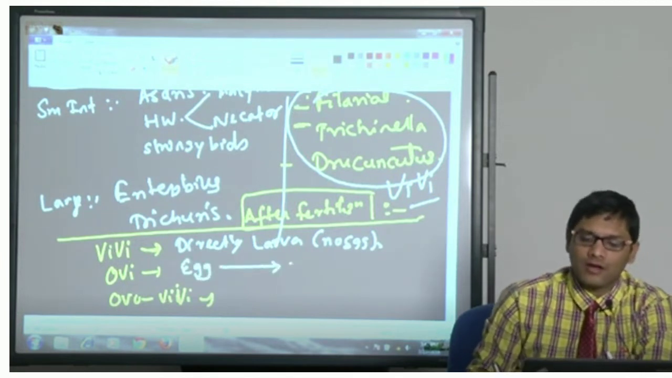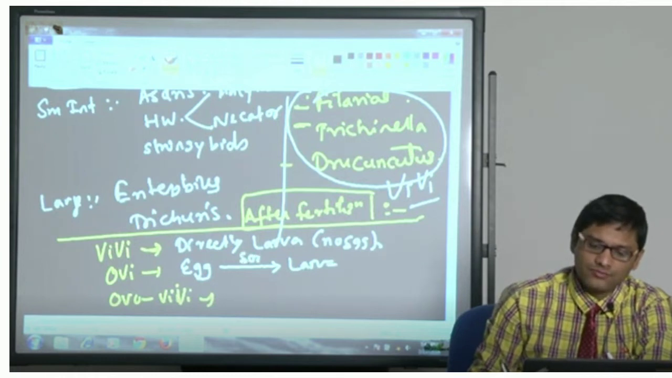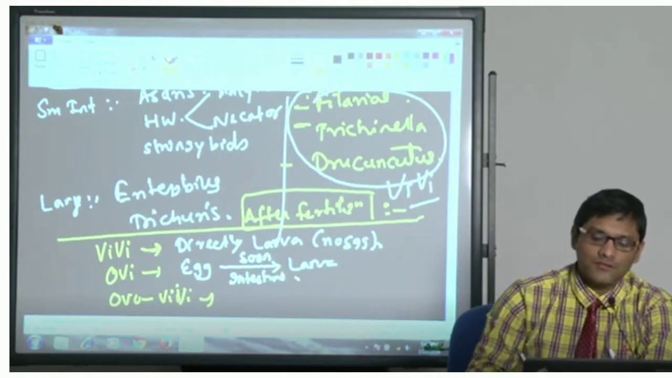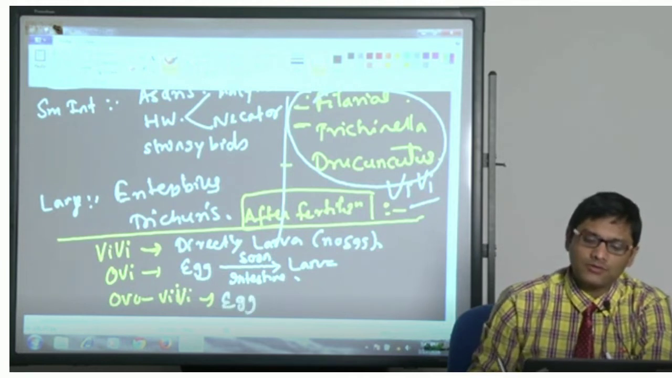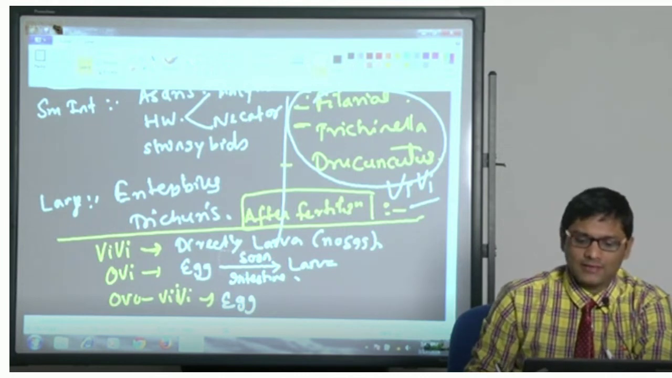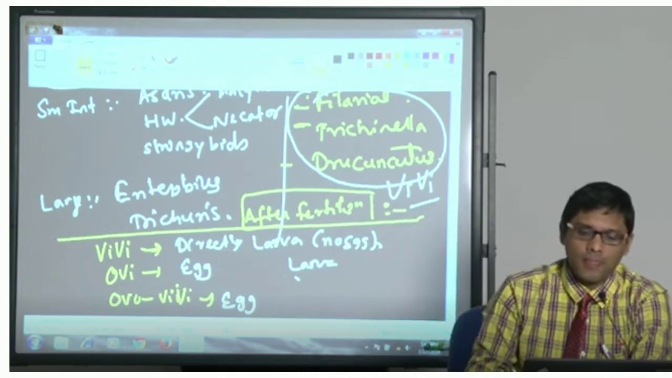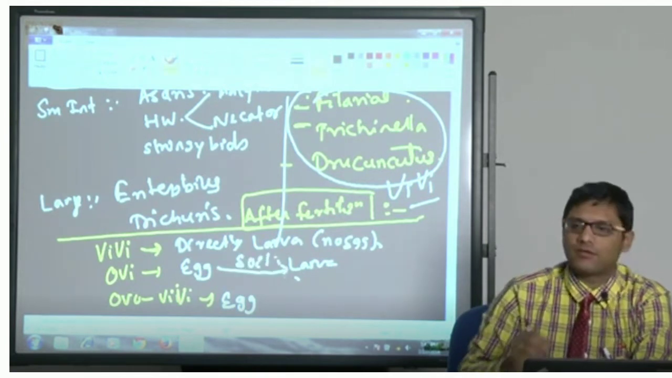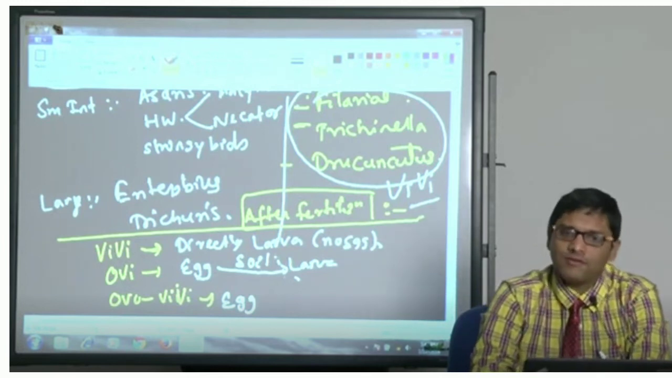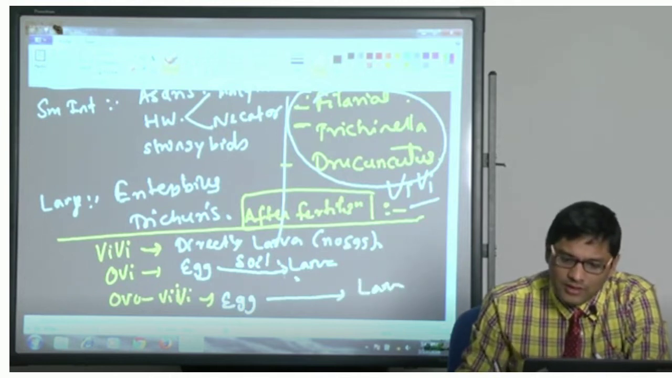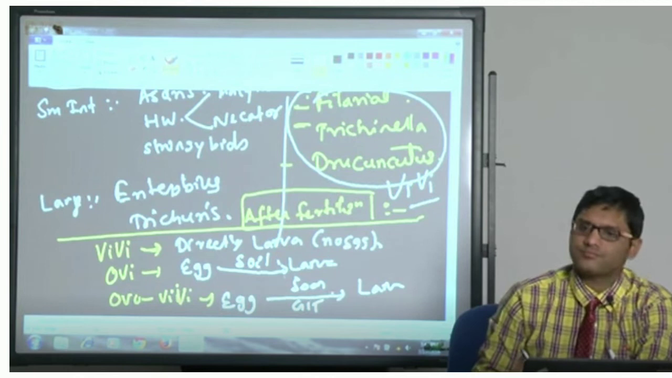Eggs are converted to larva very soon, mainly in the intestine itself. Whereas ovoviviparous eggs will be produced, one second, there is a mistake. Oviparous eggs will be produced, eggs will be converted to larva after a long time, mainly in the environment, soil. Whereas in ovoviviparous, eggs are produced, they will become larva very soon in the GIT itself.